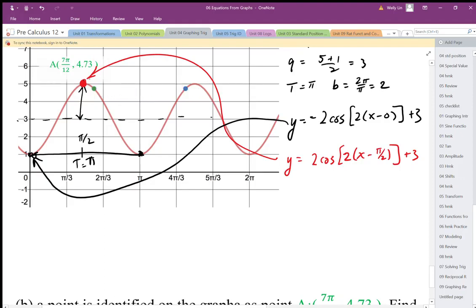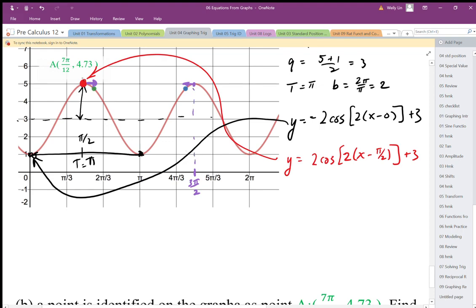But notice that the distance from here to here, from the max backwards and the max forwards, those distances are the same. So if I know what the position of this is, that's going to be halfway between here. So it's going to be 9 pi over 6, which is 3 pi over 2.